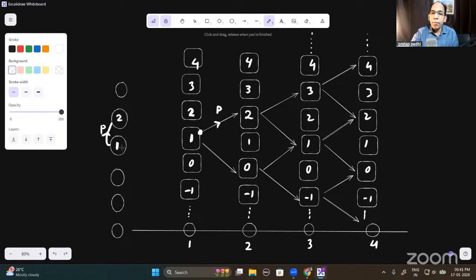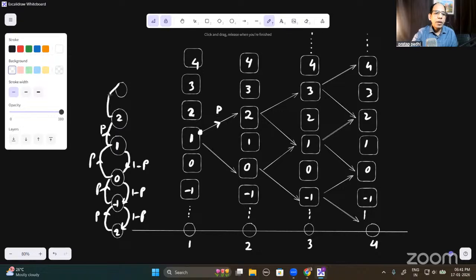If I win the game, I'll go to 2. How about not winning the game? Then I will go to 0. From here, if I don't win the game, I will go to -1. If I don't win the game, I'll go to -2. These are probability 1 minus p, losing the game. How about winning the game? From here I can win, I can go here. Here this is p, this is 1 minus p, this is 1 minus p. This way it will continue.